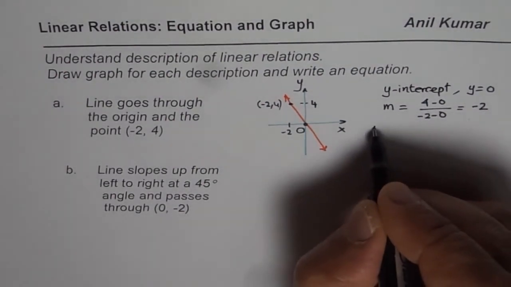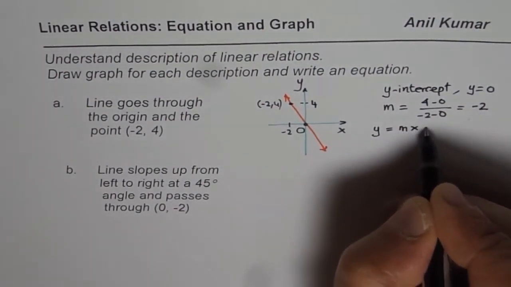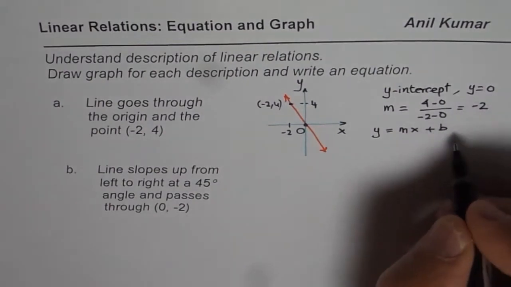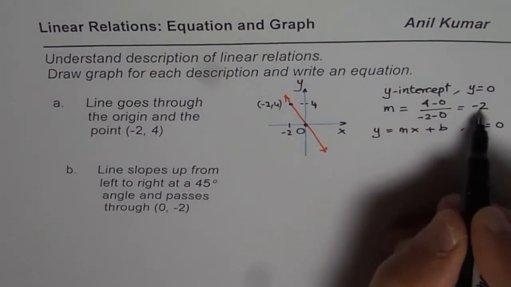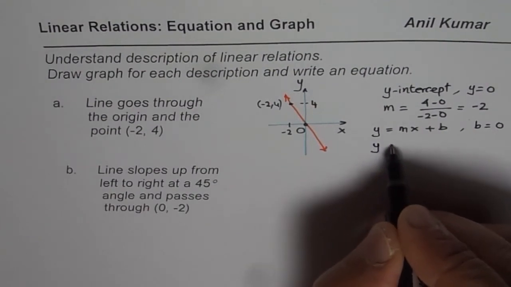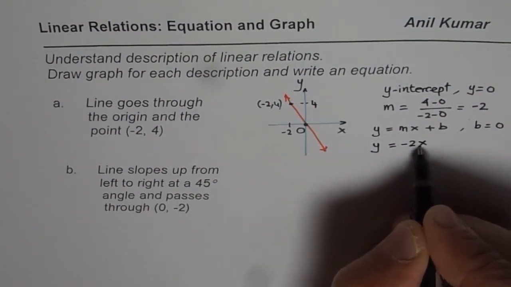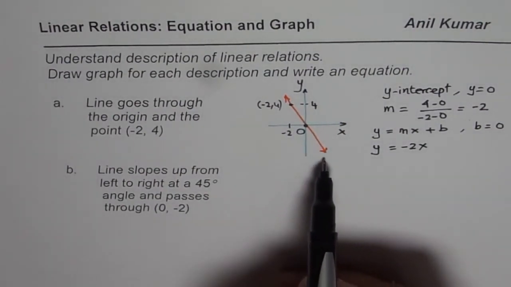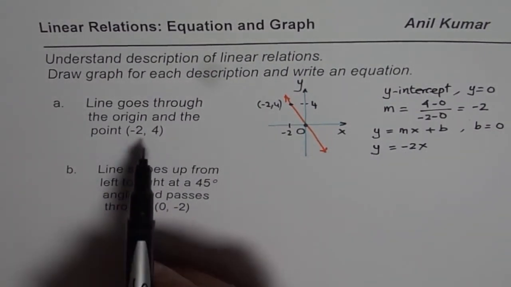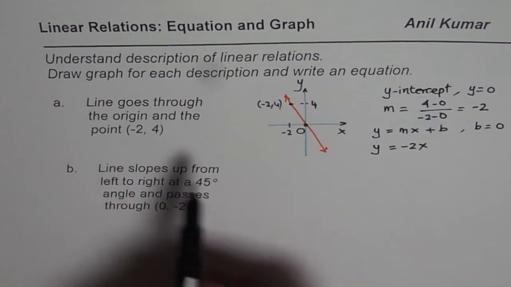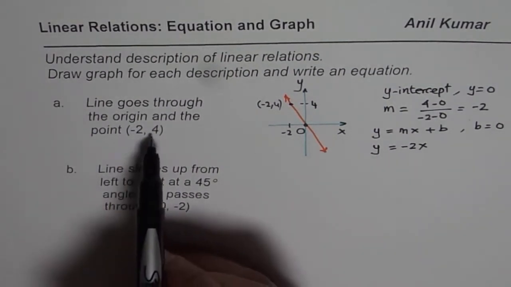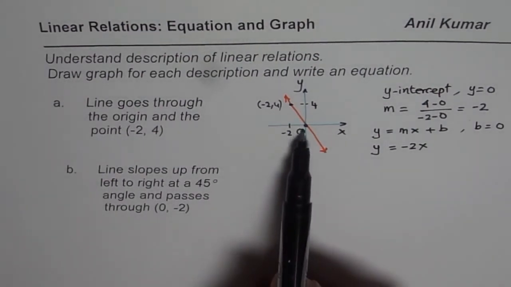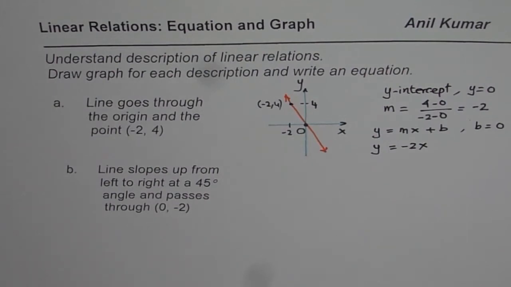The equation could be written in the form of y equals mx plus b. This one, y-intercept is 0, so b is 0, right? So that means b equals 0. Slope is -2, so we can write the equation as y equals -2x, right? So that is how every point on this line is connected. y is -2x. Let us check this. If x is -2, then -2 times -2 will be 4. You will get 4 as the point, right? So now we have connected the description with the graph and its equation, correct? Let's do the next one.